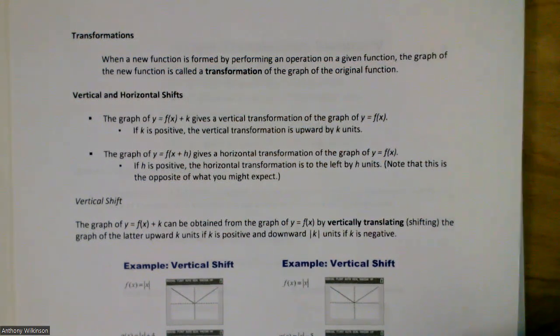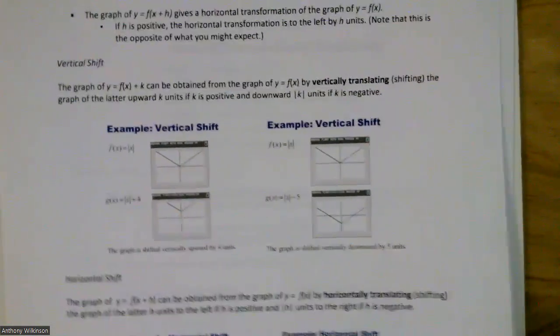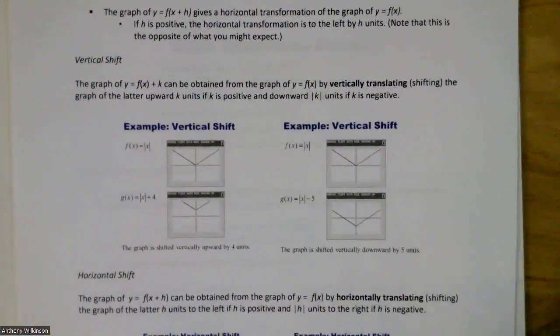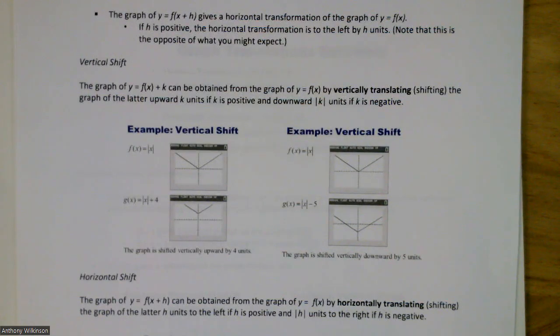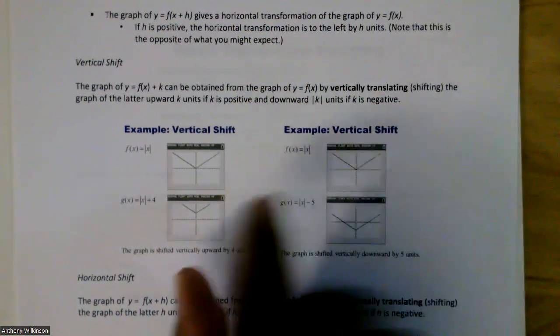Now, in detail, let's talk about the vertical shift. The graph of y equals f of x plus k can be obtained from the graph of y equals f of x by vertically translating or shifting the graph of the latter upward k units if k is positive, and downward the absolute value of k units if k is negative. So here's just a couple of illustrations of this.